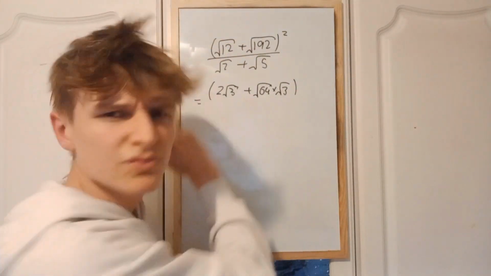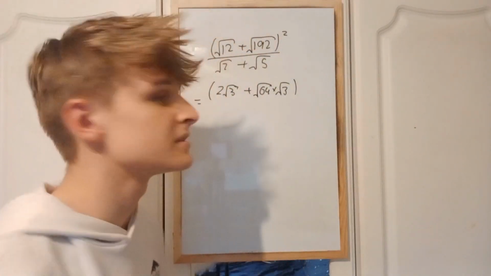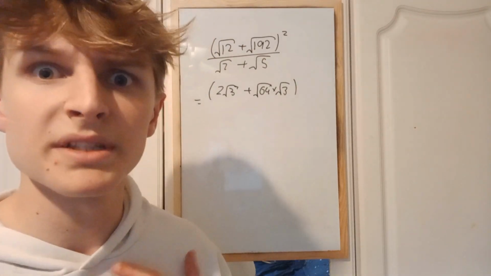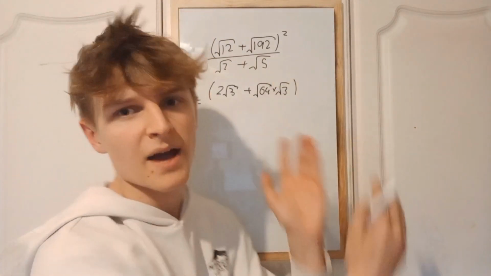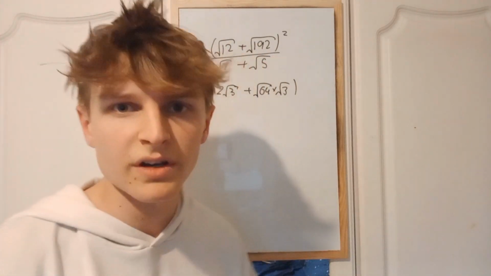Now, root 64 is 8. And then look what's going to happen here. This is really nice. 2 root 3 plus 8 root 3 is going to be 10 root 3. And then when we square that, we're just going to get a nice number. And then we can rationalize the denominator. This strategy has worked really well.